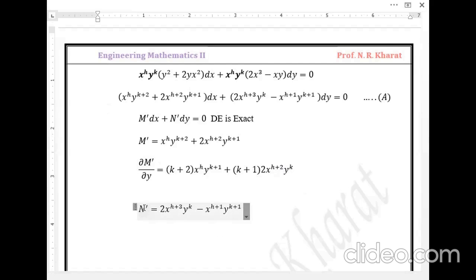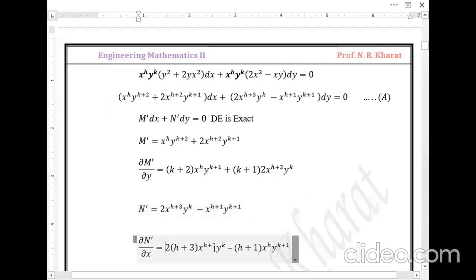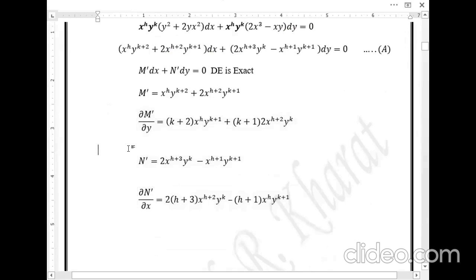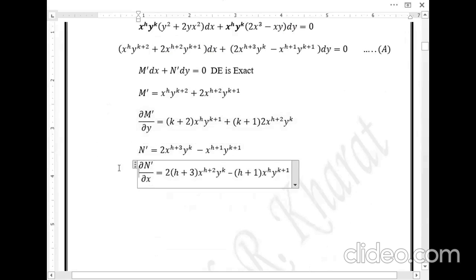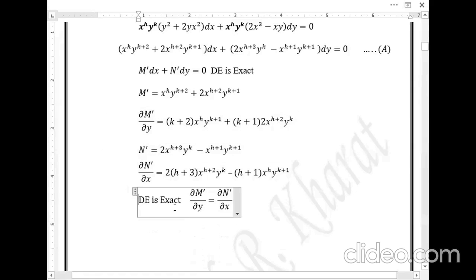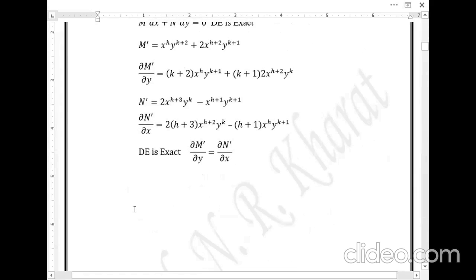So we got the new equation, that is, del N dash upon del x is, after differentiating, 2 times h plus 3, x raised to h plus 2, y raised to k, minus h plus 1, x raised to h, y raised to k plus 1. After multiplying the differential equation by the integrating factor, the differential equation becomes exact. It means del M dash upon del y is equal to del N dash upon del x. This is the condition of exactness. It means we have to compare both the equations.